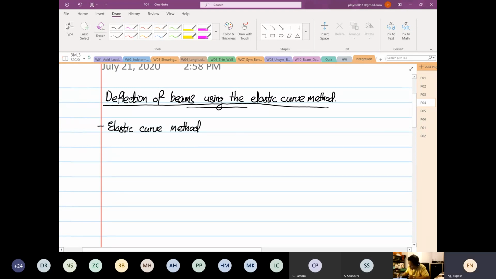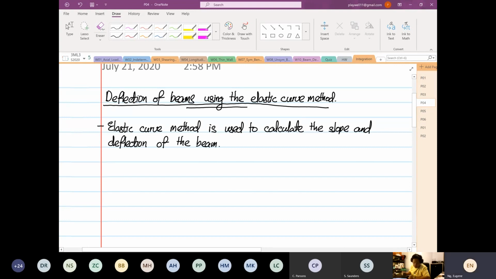okay, is used to calculate the slope and deflection of the beam. Okay, so that's the purpose. So the elastic curve equation, again, I'm not going to derive this.